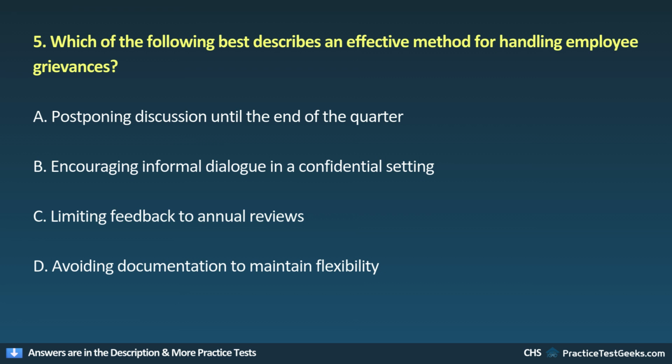5. Which of the following best describes an effective method for handling employee grievances? A. Postponing discussion until the end of the quarter. B. Encouraging informal dialogue in a confidential setting. C. Limiting feedback to annual reviews. D. Avoiding documentation to maintain flexibility.